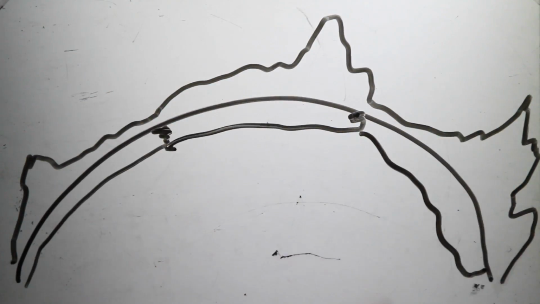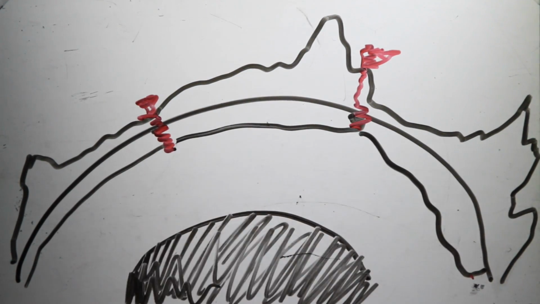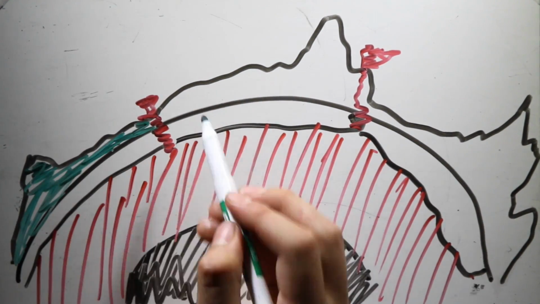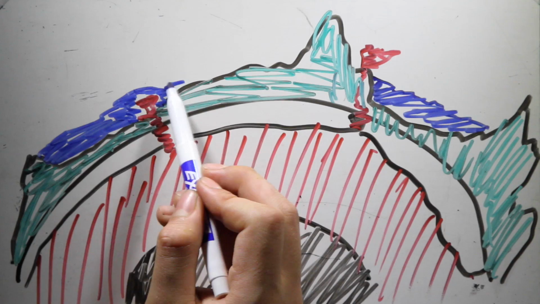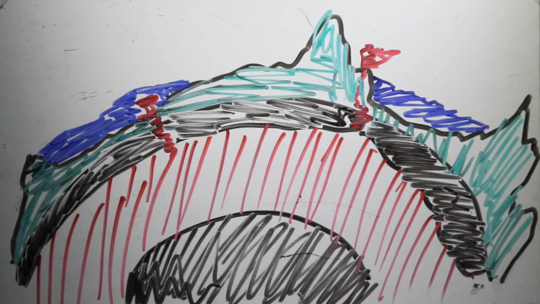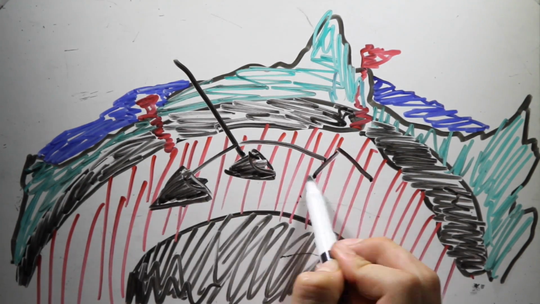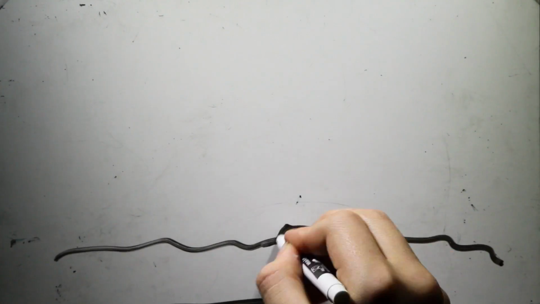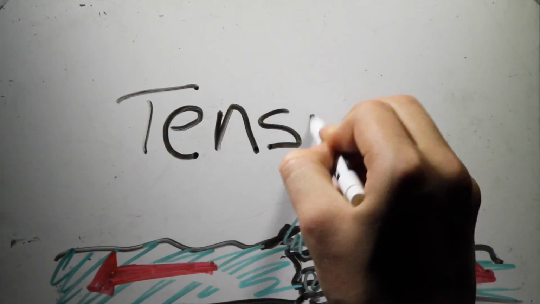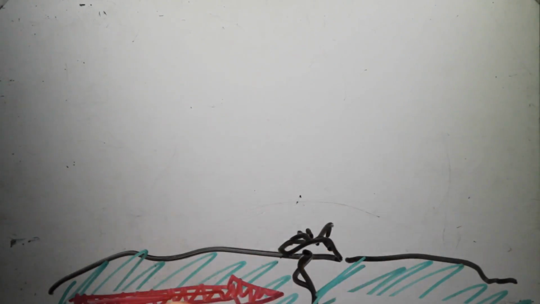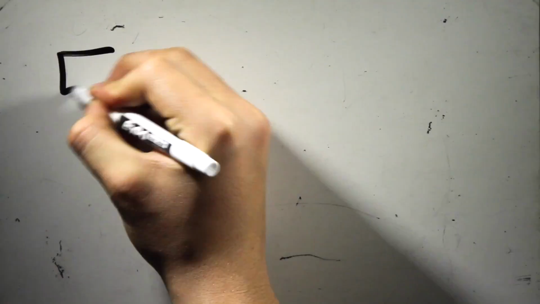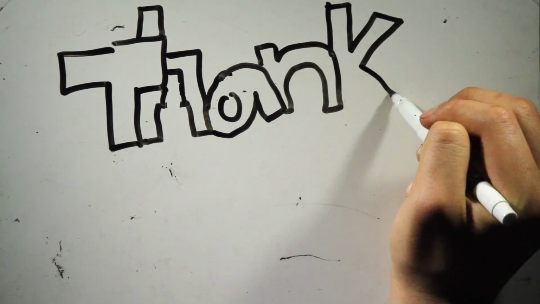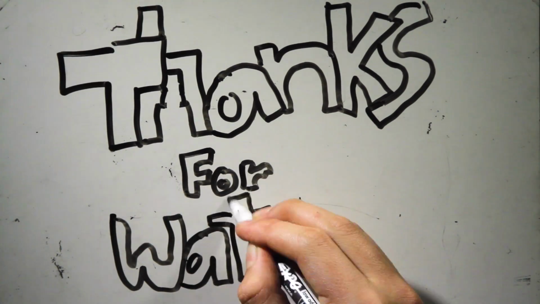Plate tectonics are the theory that the Earth's lithosphere is divided into plates. The lithosphere is a crust. The asthenosphere is a part of the upper mantle. Tension is when the plate is being stretched. Compression is the stress when 2 plates collide.